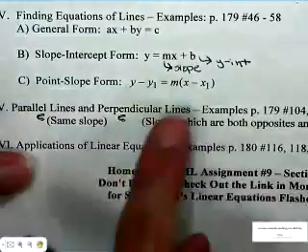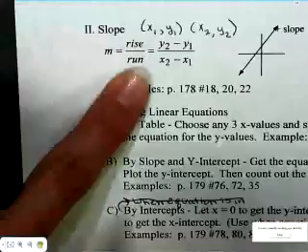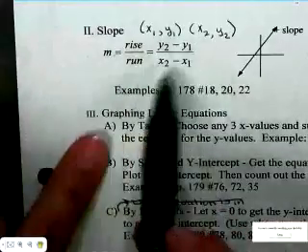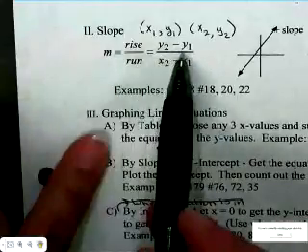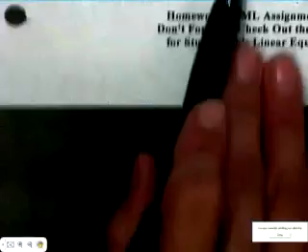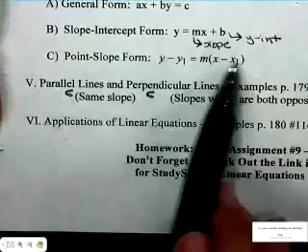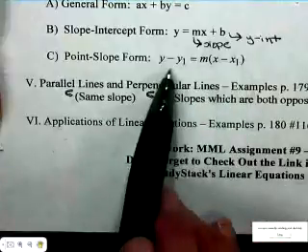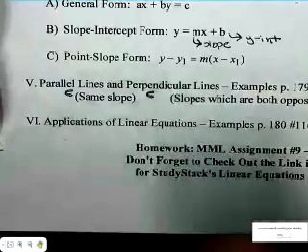Notice that point slope form looks a whole lot like the slope formula. If I just took the slope formula and multiplied both sides by the denominator to clear out fractions, I'd have y2 minus y1 equals m times x2 minus x1. Looks a whole lot like that. So if I give you some point, you can label it x1, y1. And if I give you some slope, you can label it m, and then just substitute it into that formula.